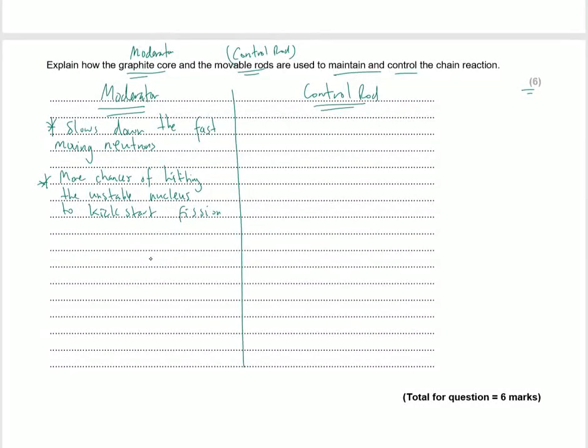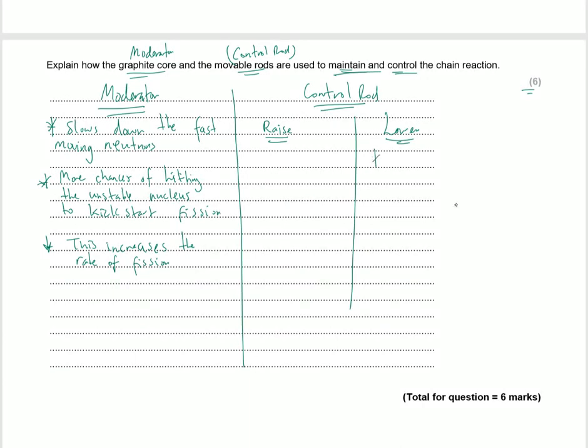This increases the rate of fission. Sorry for the handwriting here, I'm using the computer, of course. Again, we're talking about maintaining and control, so this is how you control it. If you want to speed up, then we use this. Now, control rods, we have 2 things. We can lower it, and we can raise it.